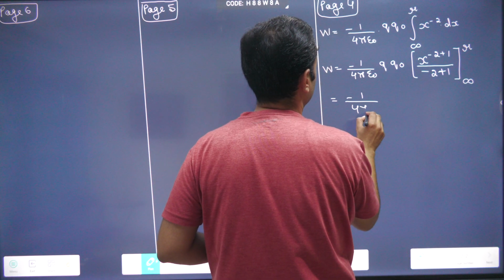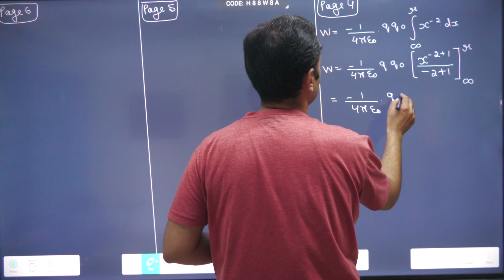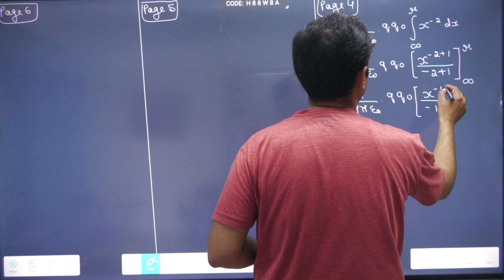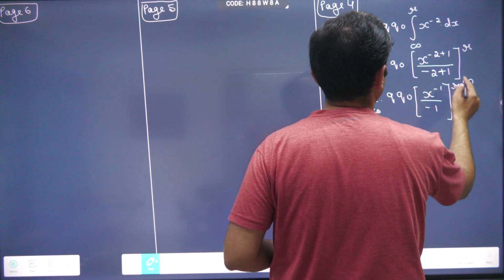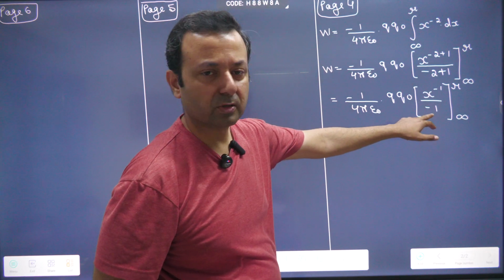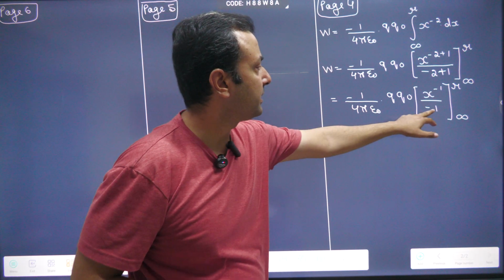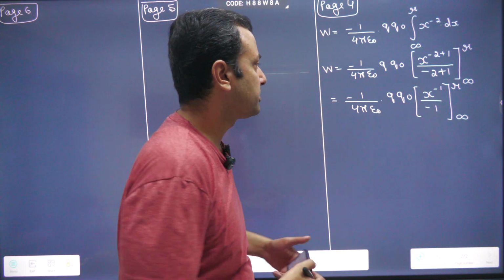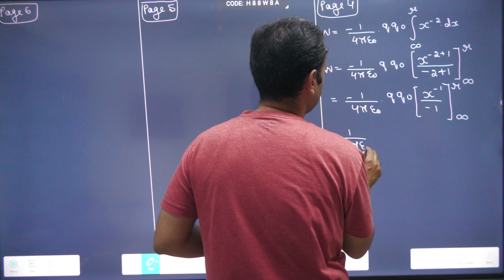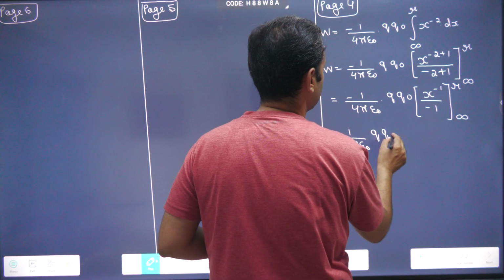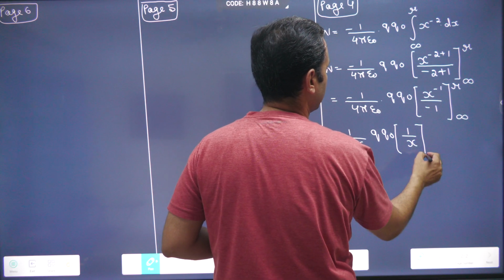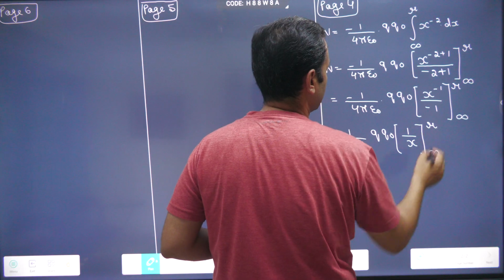Minus 1 upon 4 pi epsilon naught q naught, x to the power minus 1, from infinity to r. Now I can take this minus 1 out of the box. If I take it out, then minus 1 divided by minus 1 will become plus 1. So it will be 1 upon 4 pi epsilon naught q naught, and x to the power minus 1 means 1 upon x, from infinity to r.